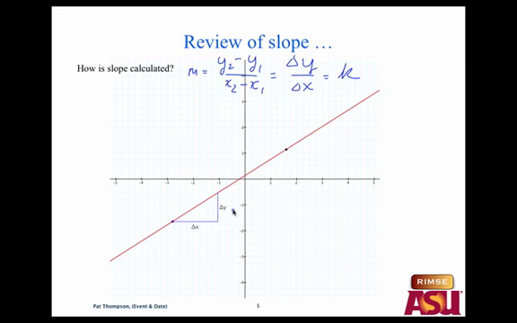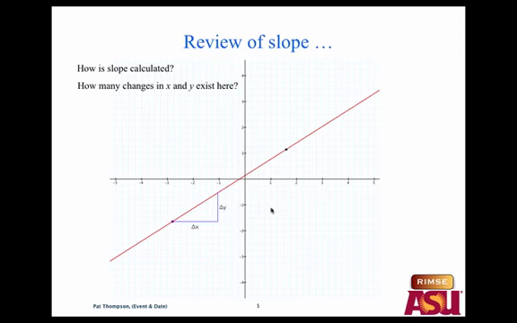Okay, so here in this picture, change in y maybe looks like 0.8 of the change in x, or y is increasing 0.8 times as fast as x. As x increases, y increases 0.8 times as fast, as an estimate. So how many changes in x and y exist here? In this picture, how many changes in x and y can we talk about?